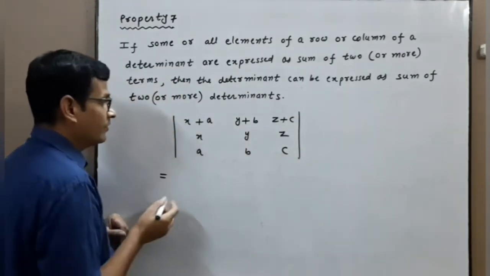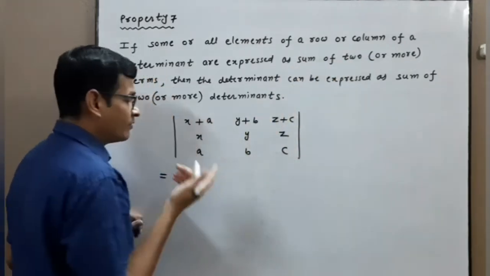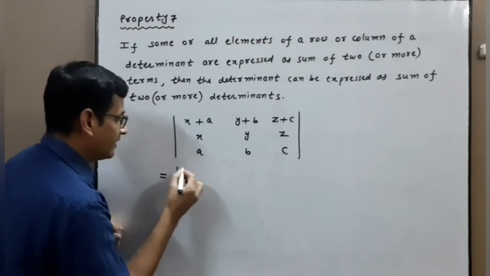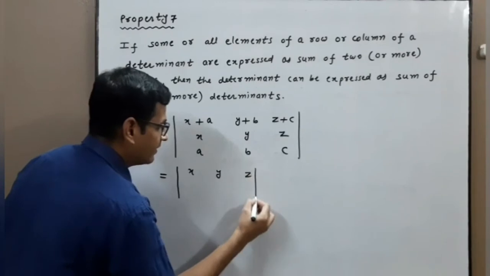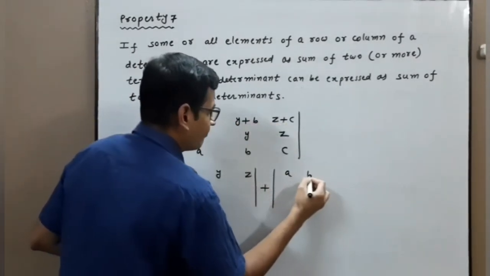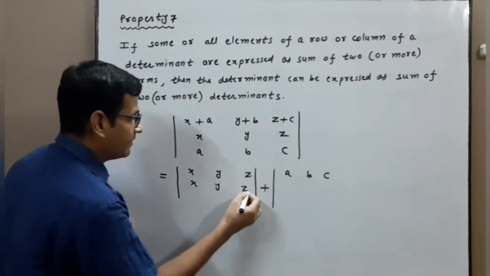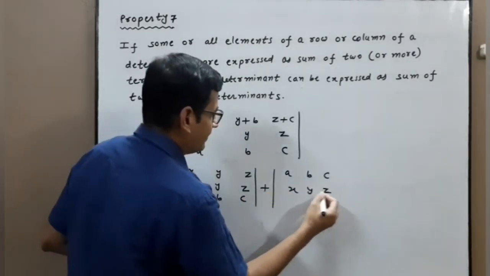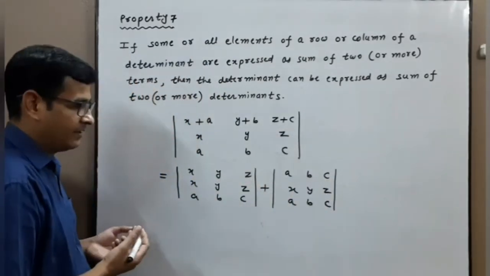In the first row there are two or more elements in addition, so we can break it into two determinants. In the first determinant we write x, y, z, and in the second determinant we write a, b and c, and the remaining rows as they are: x, y, z, a, b, c. In this way we can simplify the determinant.